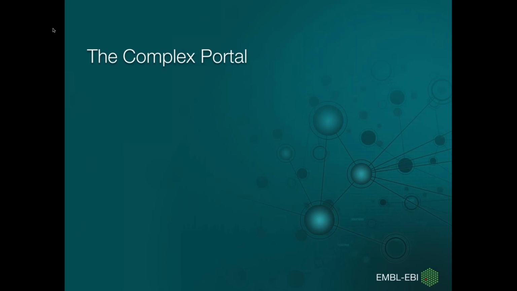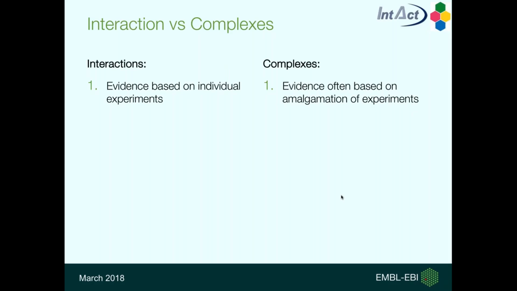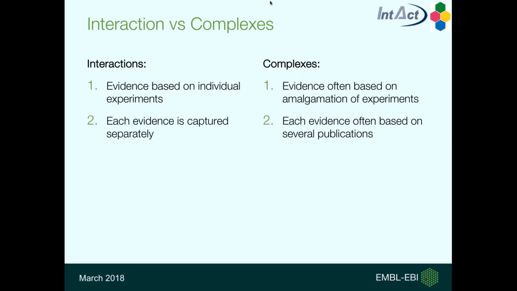So we have time to have a quick look at the complex portal. So what's the difference between the curation in the complex portal and in interaction databases? In interaction databases, all the evidence is based on individual experiments, whilst for the complexes, we often amalgamate the evidence from lots of experiments. We capture all of the evidence separately in IntAct, whilst we often have to bring evidence together from different publications as well as different experiments for the complex portal.